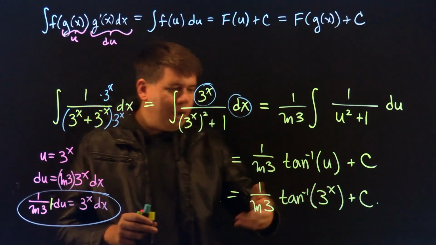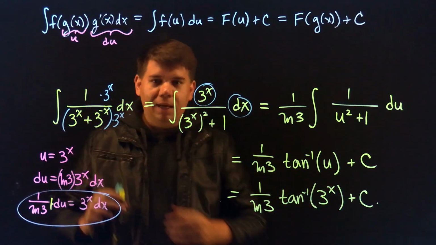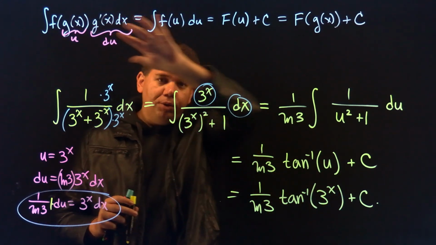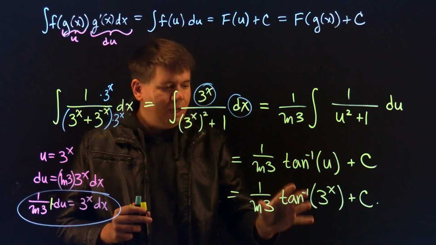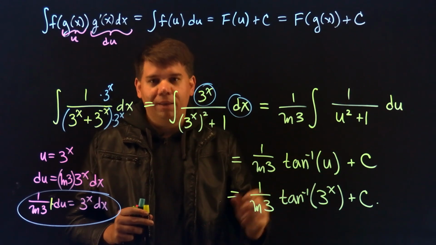And so there's probably no way you would have been able to guess this by looking at the original problem. But by going through this u-substitution process, we're able to solve it. We're able to find the antiderivative.